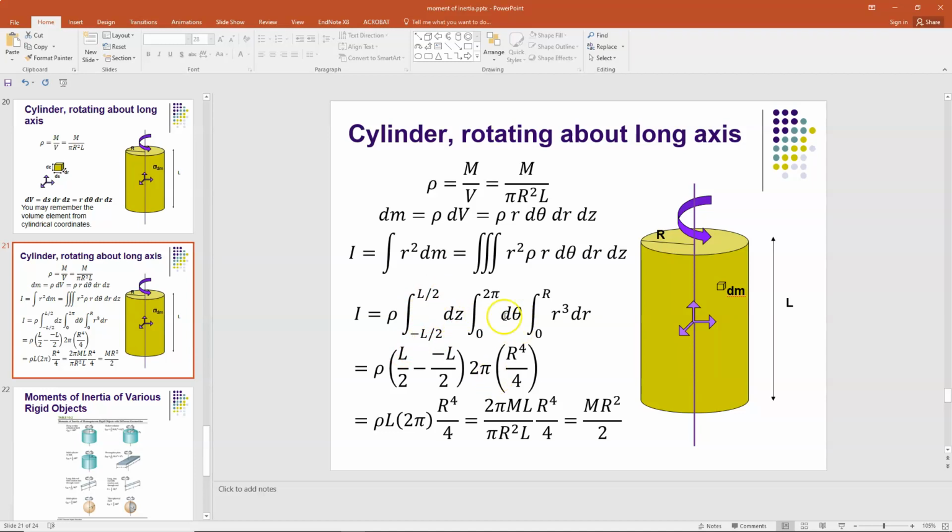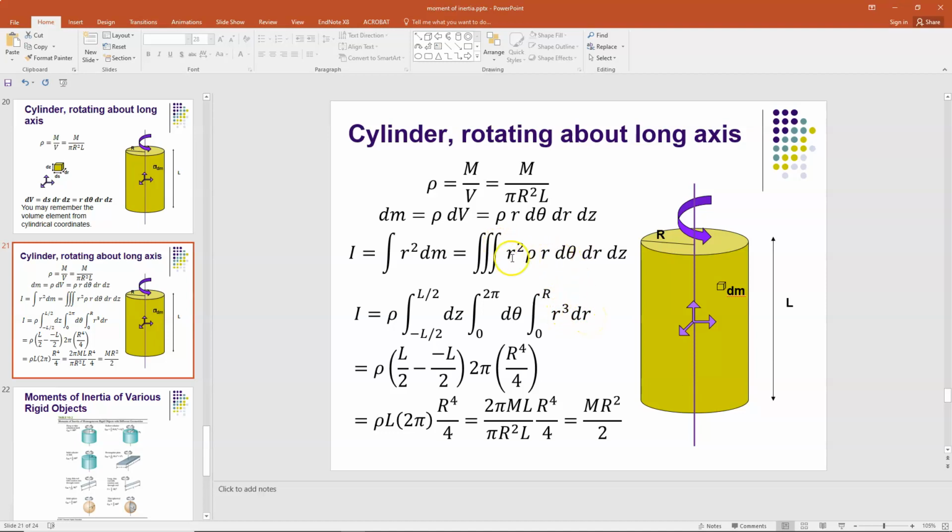Now for my angular coordinate, I'm integrating all the way around the circle, so I'm integrating d theta from 0 to 2 pi. And then my radial coordinate, I'm integrating from the center of my cylinder out to the edge, and the radius of the cylinder is big R, so I'm integrating over the limit 0 to big R of r cubed dr.